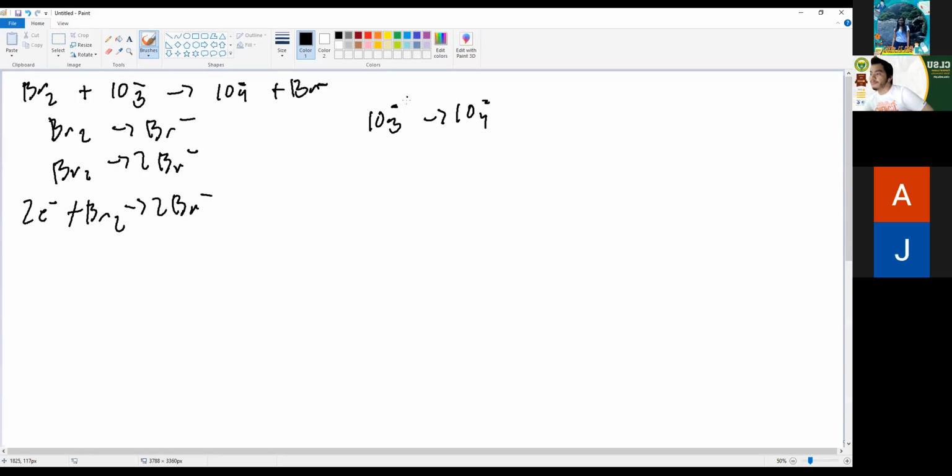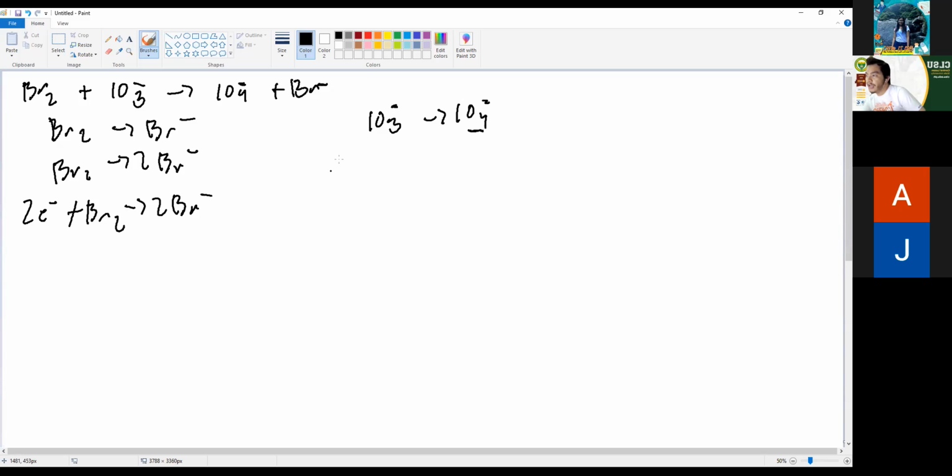Next is here. So, balance yung iodine, hindi balance yung oxygen. So, dito 4. So, ang tendency, dito tayo magdadagdag ng isa. So, H2O plus IO3- will yield IO4-. So, balance na yung oxygen. Next is hydrogen. You have 2 here. So, H2O plus IO3- will yield IO4- plus 2H+.